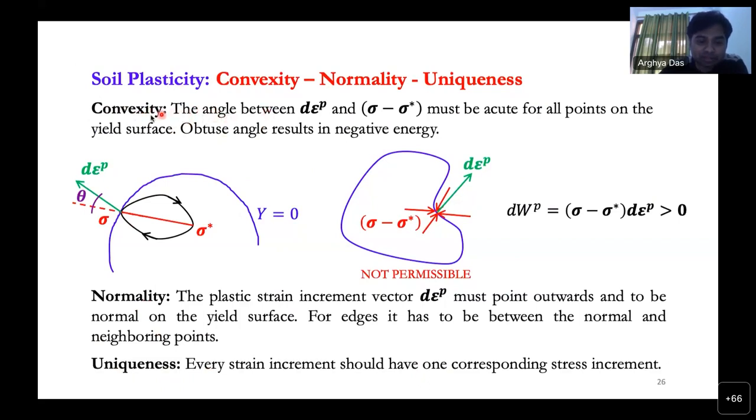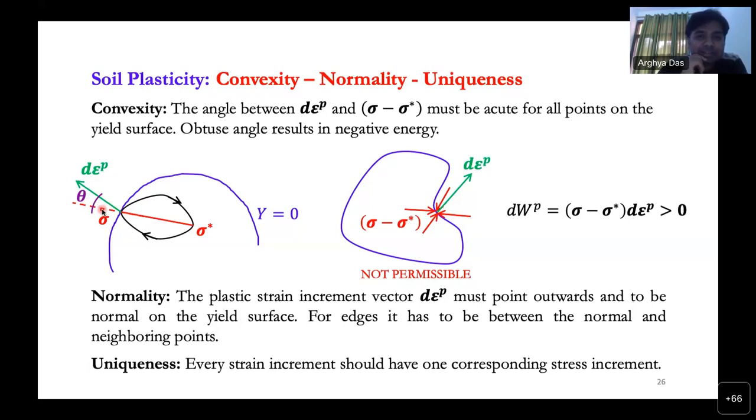In the case of convexity, what it means is that this blue line indicates your yield surface, and let us say I am located at a point sigma star and I am moving towards the plasticity, inside that surface is elastic. I reach that sigma when I reach the surface of the elasticity, or the transition. And let us say the plastic strain is denoted by d epsilon. Okay, so the angle between these two should always be an acute angle for all points, because what will happen if there is an obtuse angle between these two directions, the plastic strain as well as your stress direction? Then what will happen?